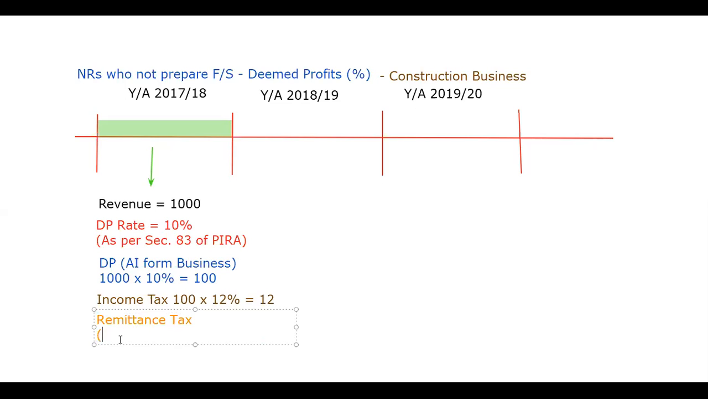Right. How you are going to calculate remittance tax is, this is the profit. We need to deduct whatever income tax they paid, and then the amount is 88, into 10%. The remittance tax is then 8.8 million. This is how you calculated it under the previous law, right?